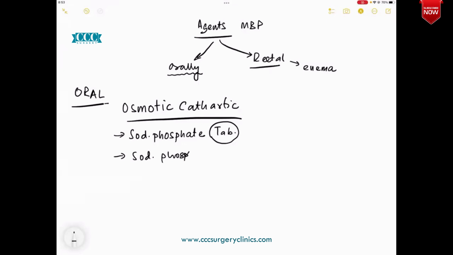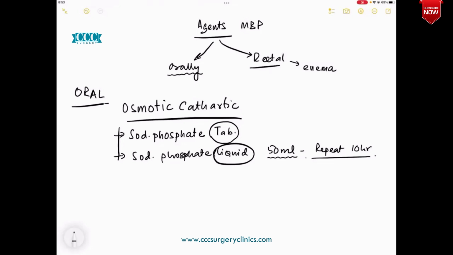Sodium phosphate is also something that our colonoscopy colleagues use, usually in a liquid or aqueous form, around 50 ml. This is usually added to cold drinks, and the patient is given it over an hour. This is repeated around 10 hours later. So if you need a bowel preparation today, you need to give it the day before in 2 doses, maybe around 7 o'clock in the morning and around 4 o'clock in the evening. This is the usual regime for an osmotic cathartic.